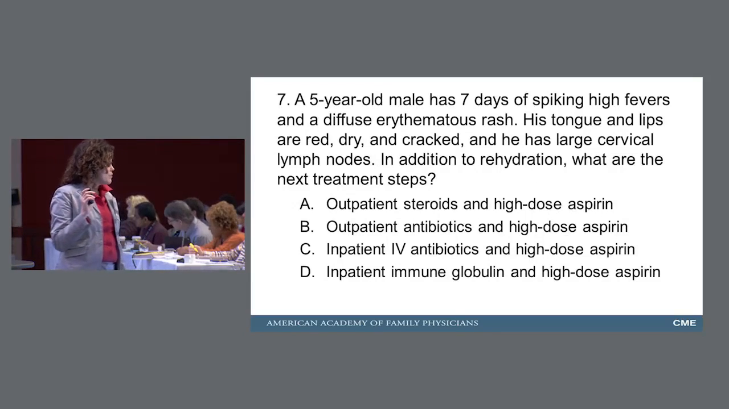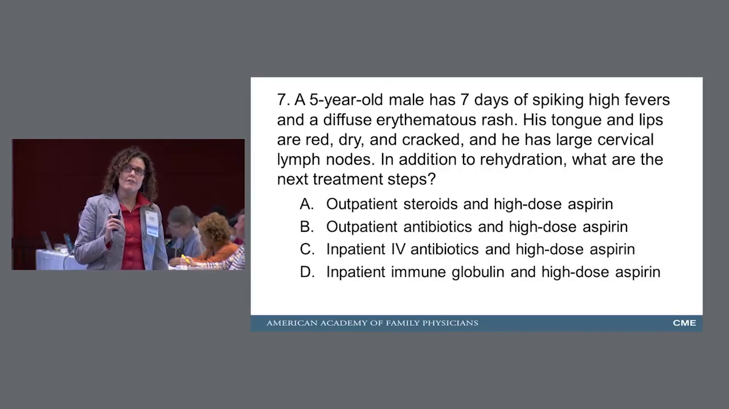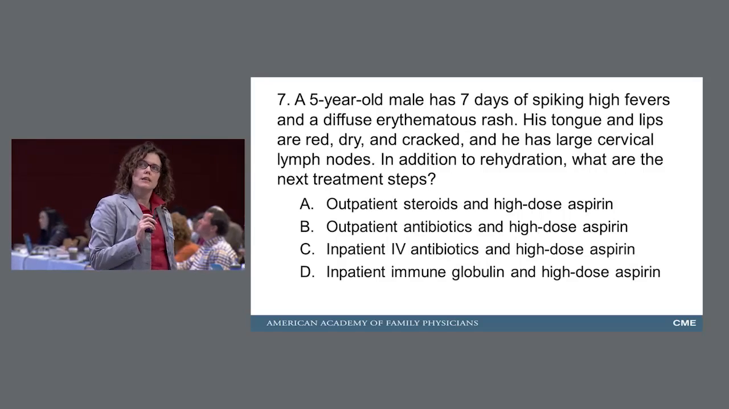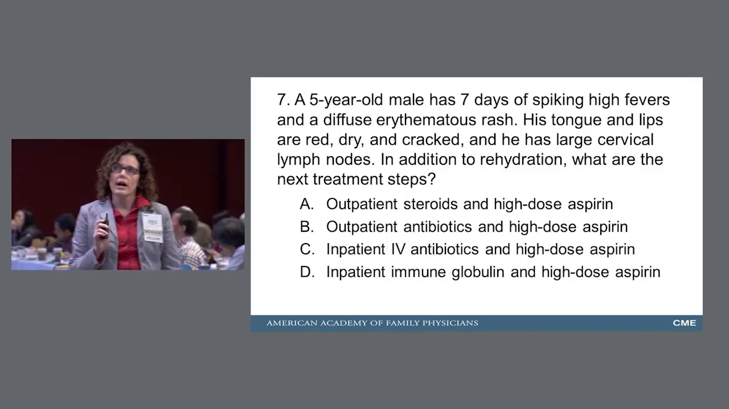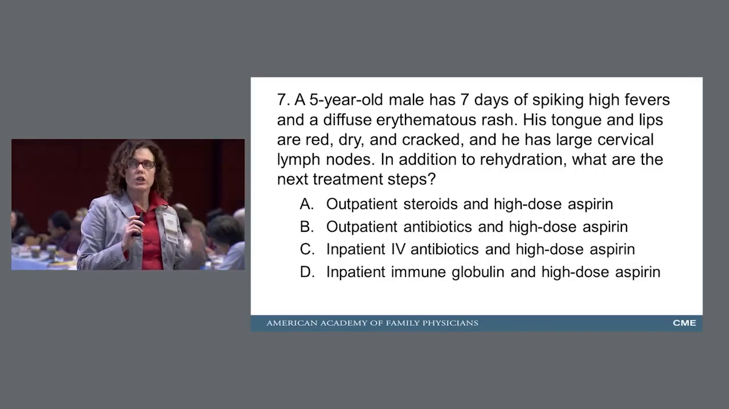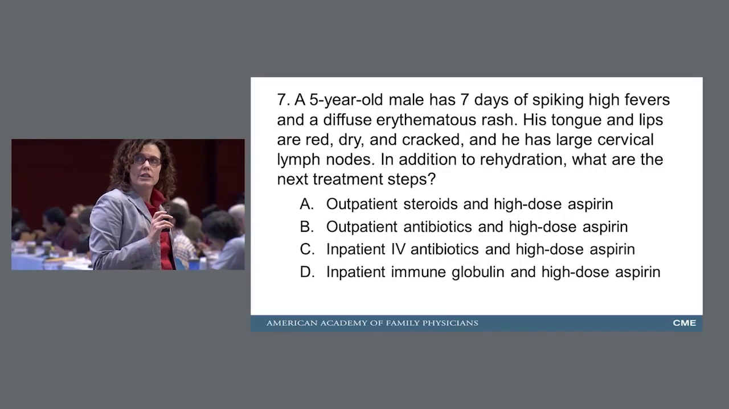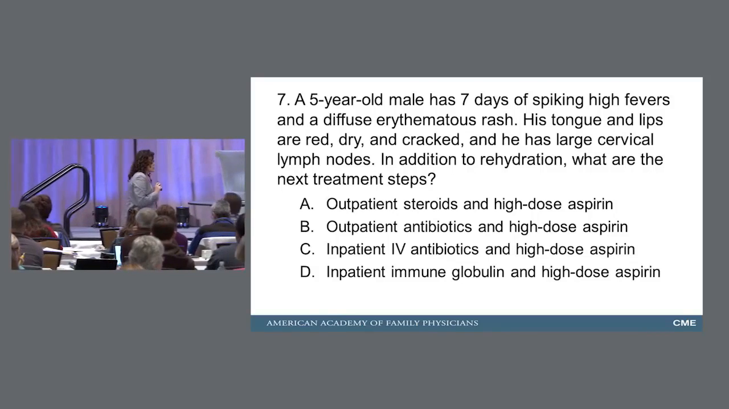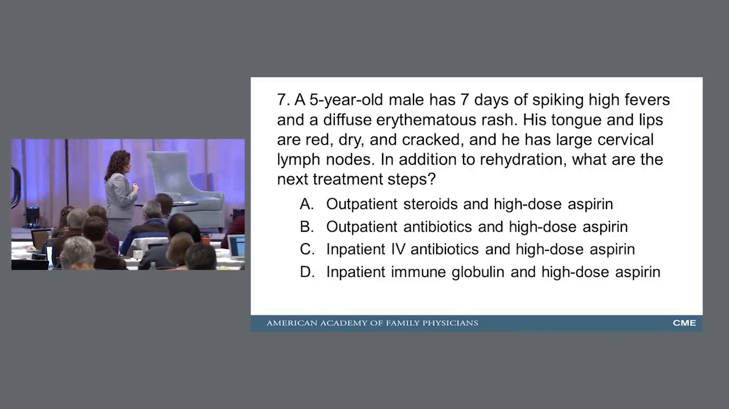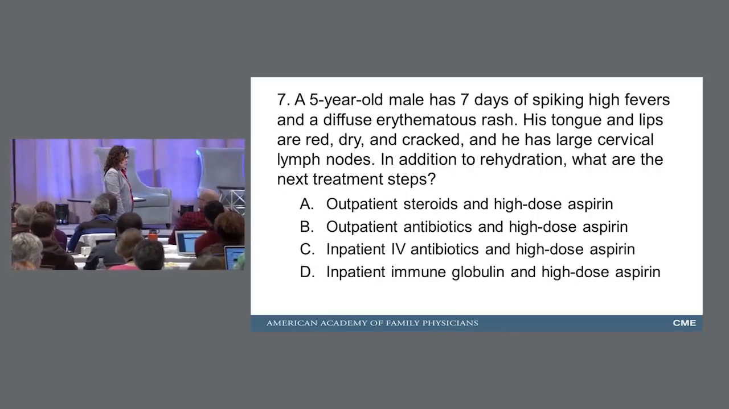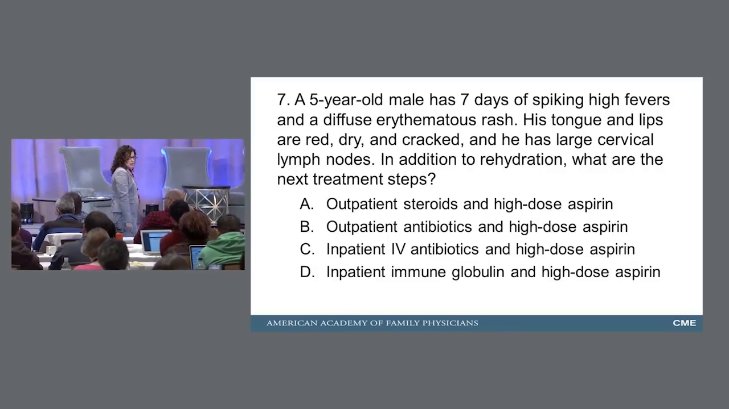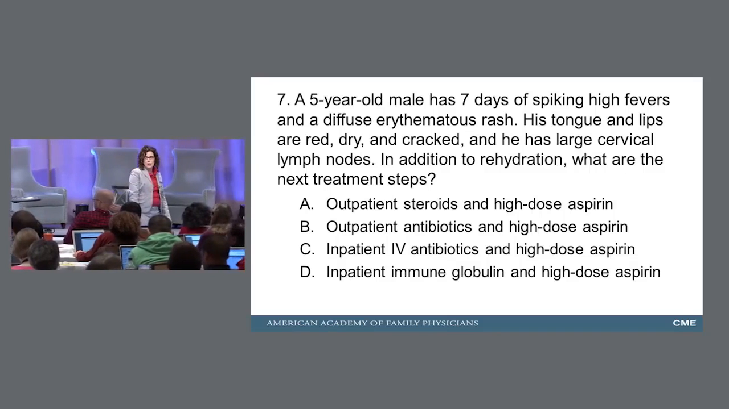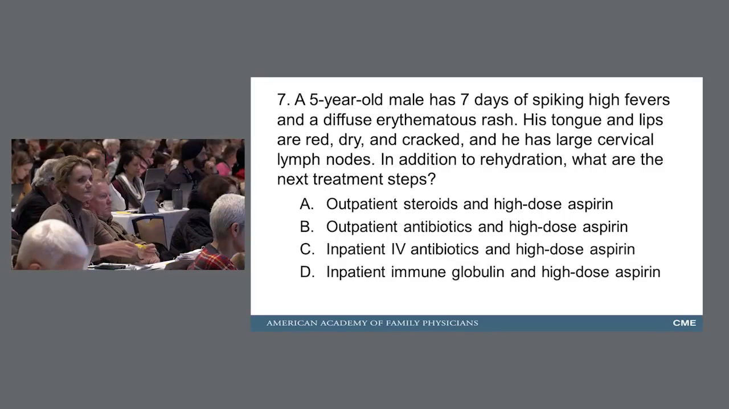A 5-year-old male has 7 days of spiking high fevers and a diffuse erythematous rash. Tongue and lips are dry, red, cracked. He has very large cervical lymph nodes. In addition to rehydration, what are your next treatment steps? A, outpatient steroids and high-dose aspirin. B, outpatient antibiotics and high-dose aspirin. C, inpatient IV antibiotics and high-dose aspirin. Or D, inpatient immune globulin and high-dose aspirin.